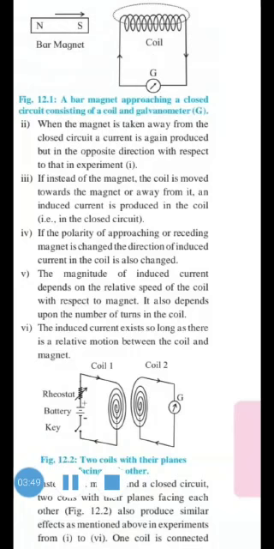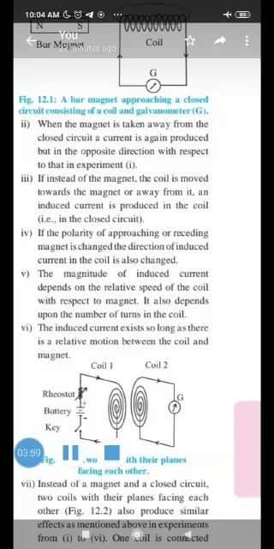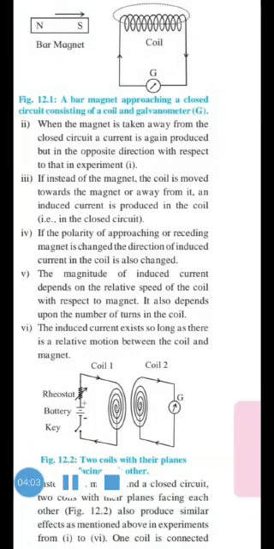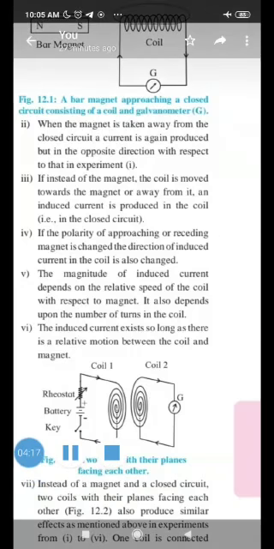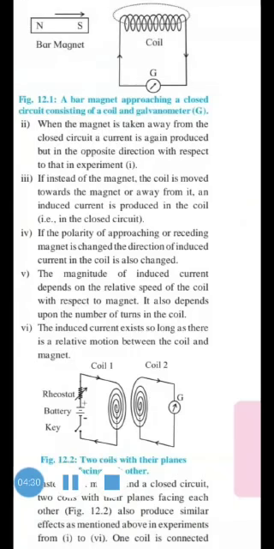The magnitude of the induced current depends upon the relative speed of the coil with respect to the magnet. It also depends upon the number of turns of the coil. That is, the magnitude of the induced current inside the coil depends upon two factors: the relative speed of the coil with respect to the magnet, and the number of turns in the closed coil. The induced current exists so long as there is relative motion between the coil and magnet, and therefore here we conclude that induced current is induced inside the coil whenever there is relative motion between the coil and the magnet.